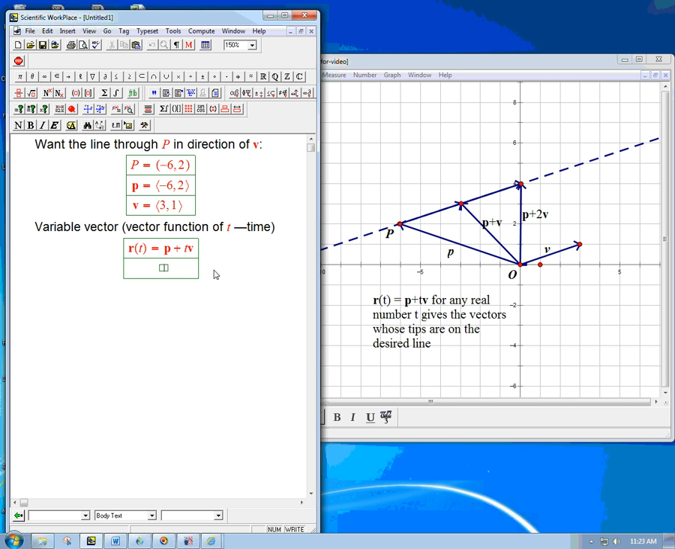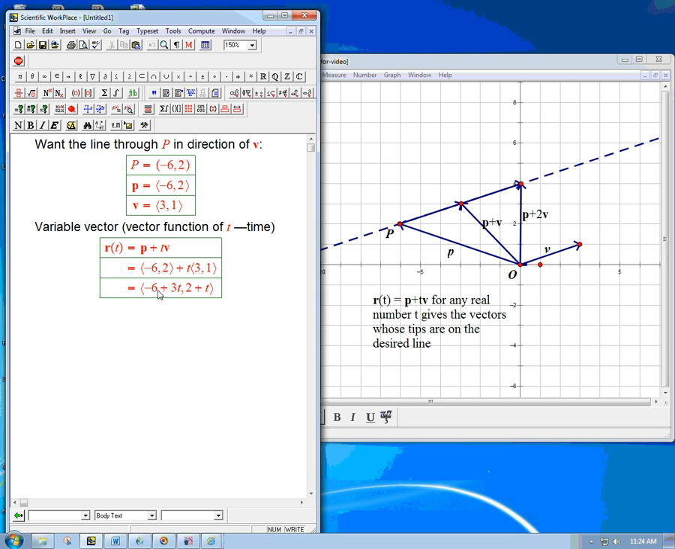And so I can just write this out. This is going to be minus 6 comma 2, my base point, plus some multiple of 3 comma 1. Okay, I can do that vector addition. That's minus 6 plus 3t comma 2 plus t. And so if I want to get out of the vector terminology, then I can just say, okay, these are the x and y components of the vector, of this variable vector.